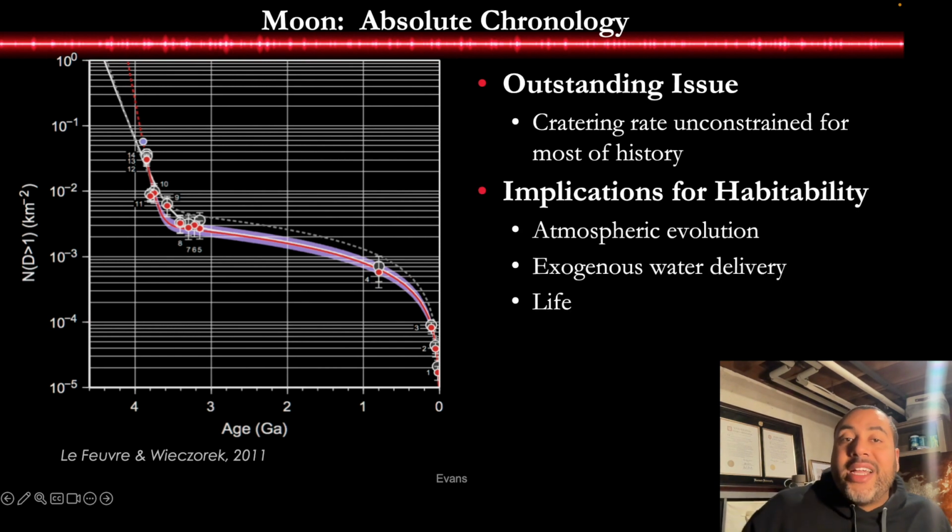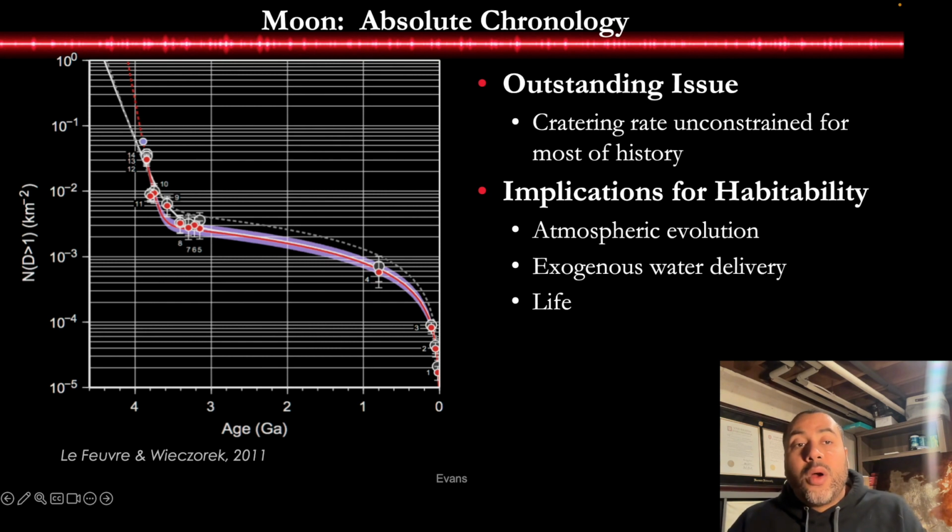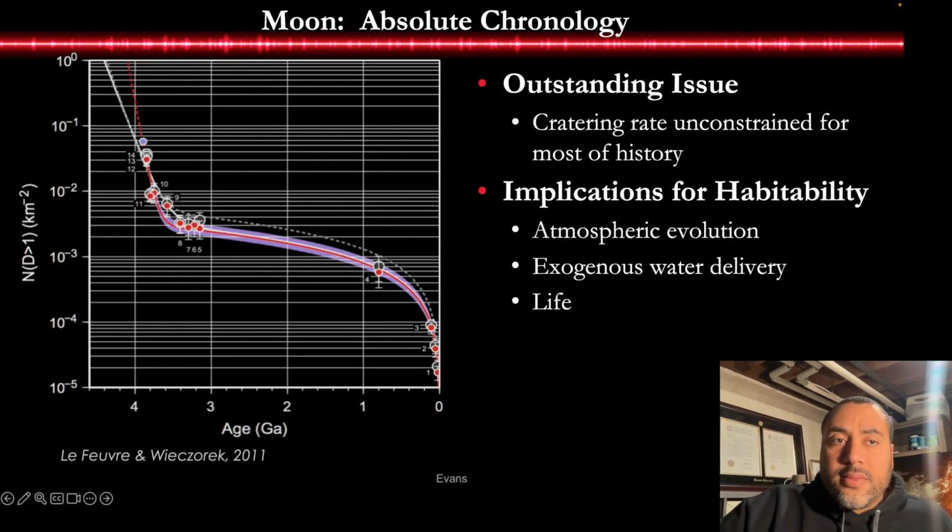Interestingly, this has some major implications for habitability, because in the window around 4 or 3.9 billion years and further back, this is where we think life might have arisen on Earth, where we have significant questions about atmospheric evolution, about exogenous water delivery. So constraining this curve best actually helps us precisely evaluate the circumstances for habitability across Earth and bodies across the solar system that we think might have been habitable in the past, like Mars.